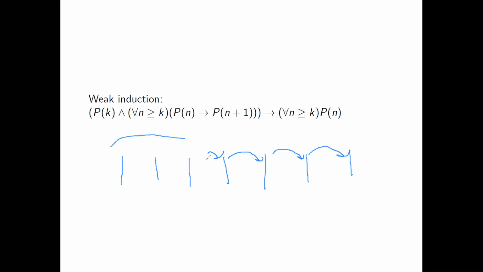So the first few dominoes over here, it doesn't really matter how we arrange them. We're not proving anything about them. All we care about is the dominoes at the fourth one and past that. So 4, 5, 6, and so on. And we're able to conclude that our property P is true for all integers that are at least our starting point and going up.